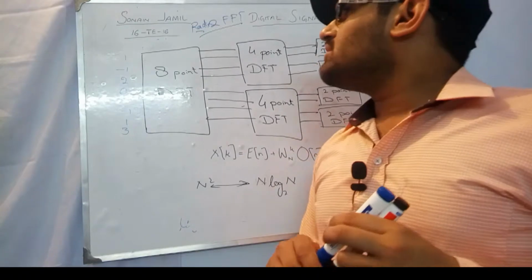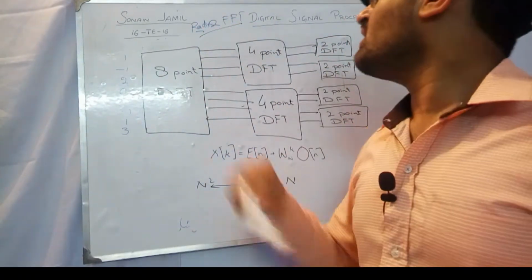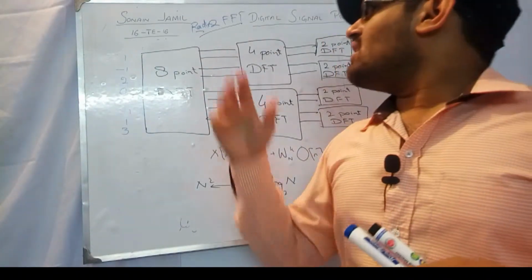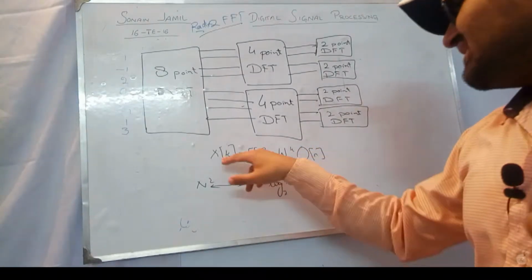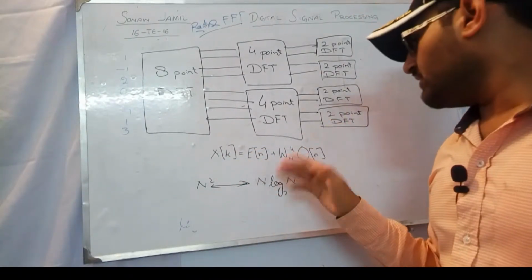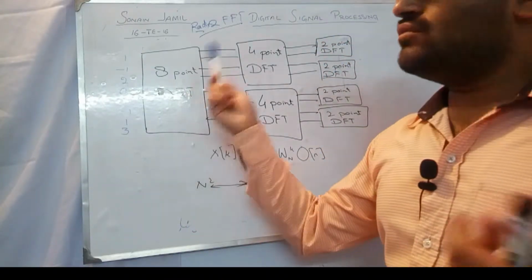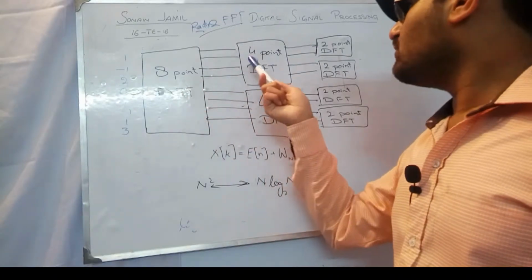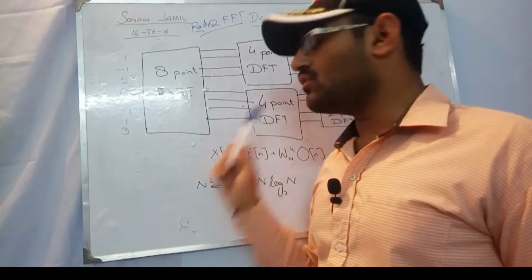Welcome to the lecture. Today we will discuss what is Radix-2 FFT. Last time I have told you what is FFT and we derived this formula in the last video or lecture, and we have seen the example of 8-point DFT and we converted that 8-point DFT into 4-point DFT.